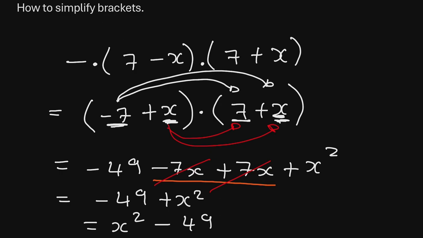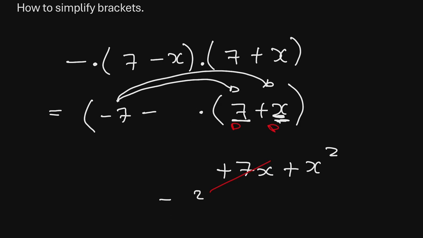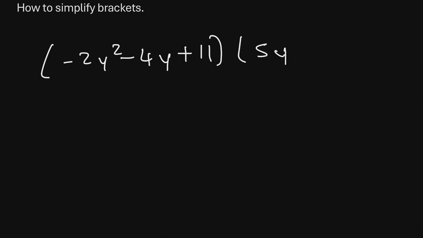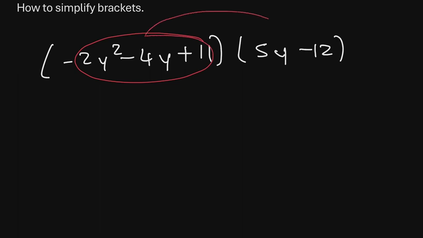So let us move on and look at if we want to multiply a trinomial and a binomial. So a trinomial is 3 numbers. So if we have negative 2y squared minus 4y plus 11 all multiplied by 5y minus 12. So the same principle is going to apply. Remember, everything on this side of the bracket will multiply with everything on the other side of the bracket. So but now you need to do that one by one.